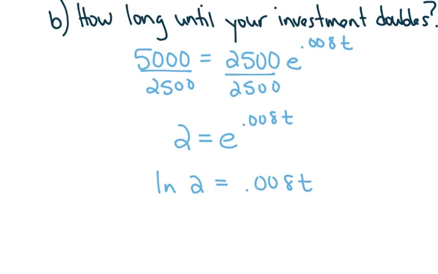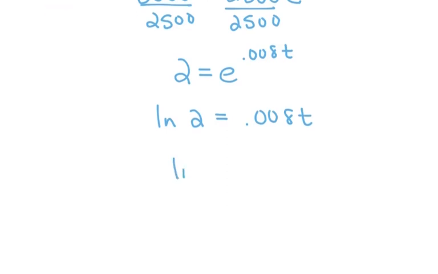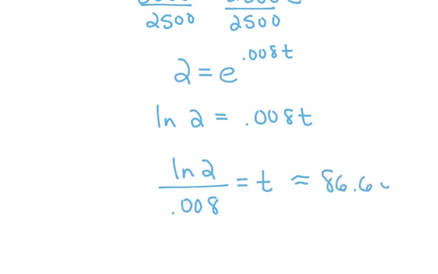And then the last step of the problem would be to divide by 0.008. So we're going to do the natural log of 2 divided by 0.008, and that'll give us t. And when I plug it in the calculator, I'm going to find out it's going to take approximately 86.6 years to double my money at that interest rate.